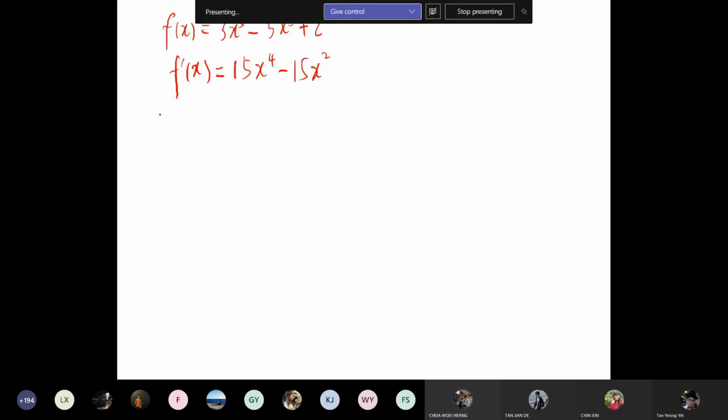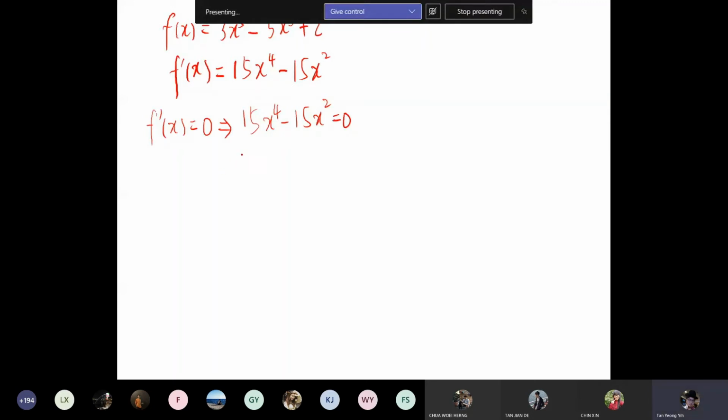Good. All right, so let the first derivative equal 0. So we have 15x to the power of 4 minus 15x squared equals 0. All right, so what is our objective here? We want to find the x.